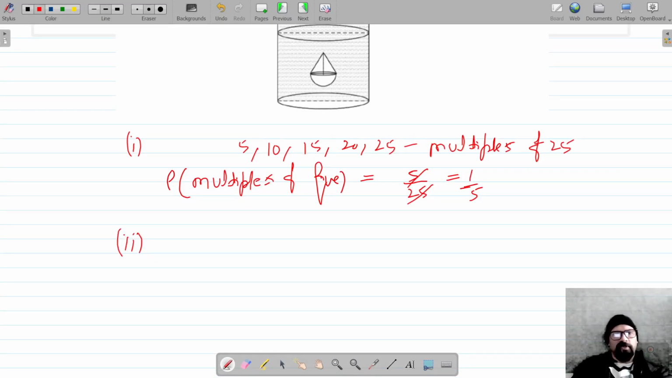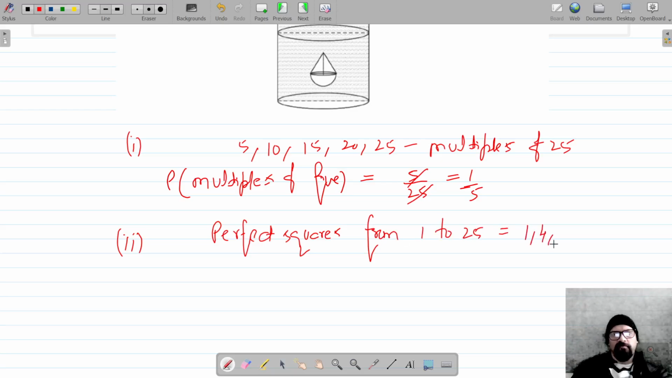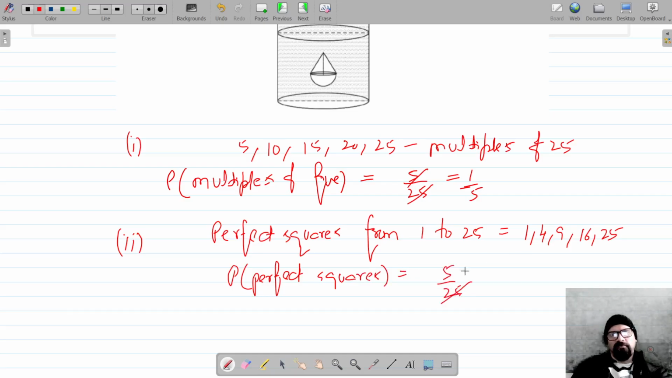The second part says that we have to find the probability of the perfect squares. So the perfect squares from 1 to 25 are 1, 4, 9, 16, and 25. So the probability of perfect squares: the perfect squares are 5 and the total is 25, so this is equal to 1 by 5.